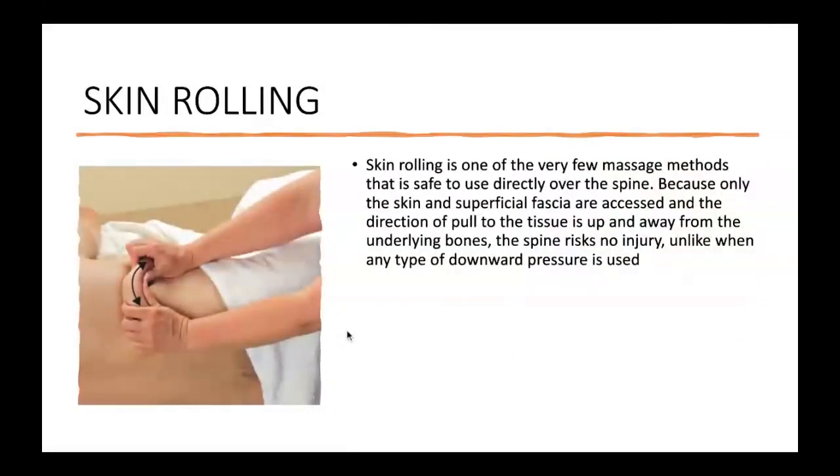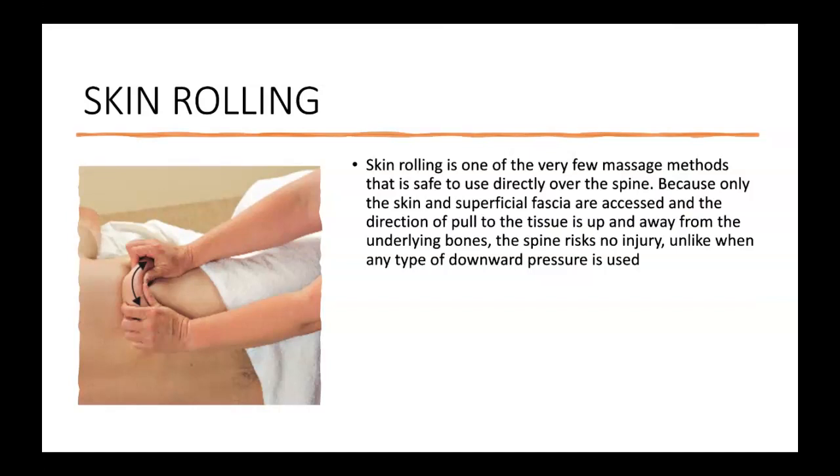All right. Here's another terminology that we use, skin rolling. So skin rolling is one of the very few massage methods that is safe to use directly over the spine because only the skin and superficial fascia are accessed. The direction of pull of the tissue is up and away from the underlying bone. The spine risks no injury, unlike when any type of downward pressure is used.